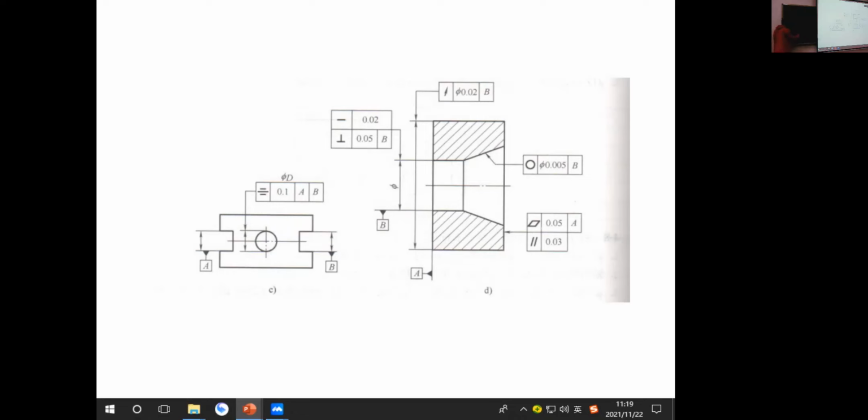So the only line perpendicular to this one is this surface. The other one is perpendicular to it, right? Which means this marking should go here. You get it? So that this one can be perpendicular to this B surface. And then for the straightness, already straightness 0.02.